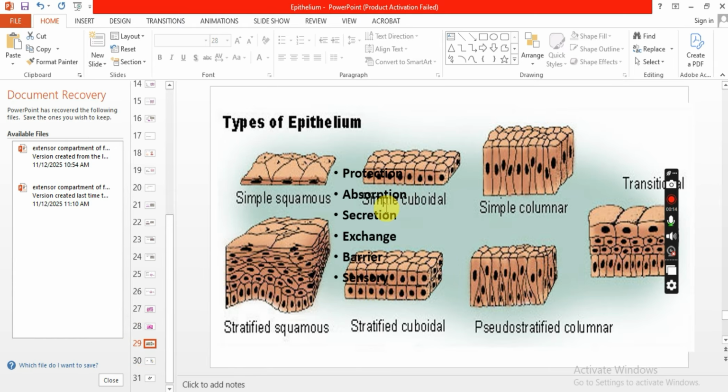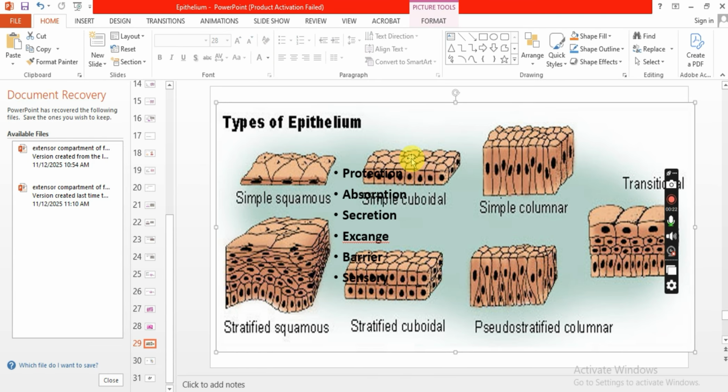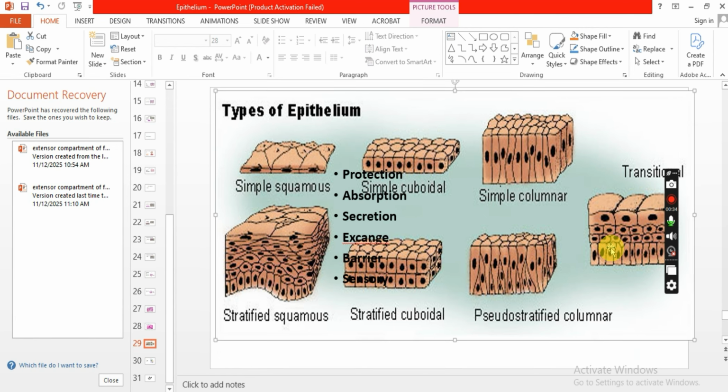So this is the simple squamous epithelium, simple cuboidal epithelium, simple columnar epithelium. This is stratified squamous, stratified cuboidal, and stratified columnar. Sorry, the transitional epithelium, and this is the pseudostratified columnar epithelium.